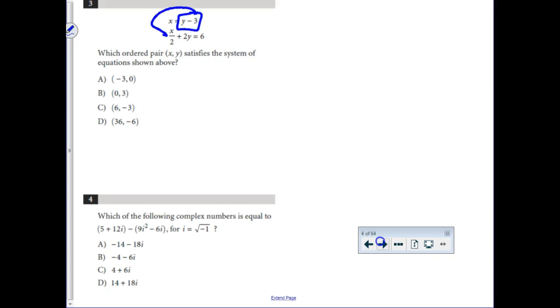So I'm going to substitute that expression in for x. So we have (y minus 3) over 2 plus 2y equals 6. And they want to know the ordered pair. And I noticed for my ordered pairs, all of the y values are all different. So once we find y, I'm going to be able to stop the question, which is okay. You don't have to finish the question.